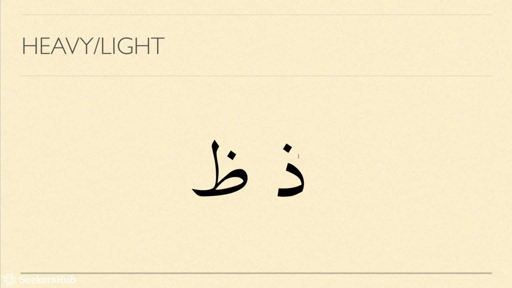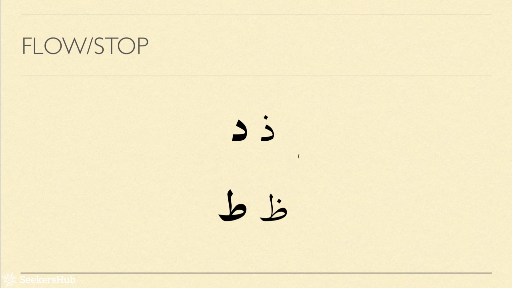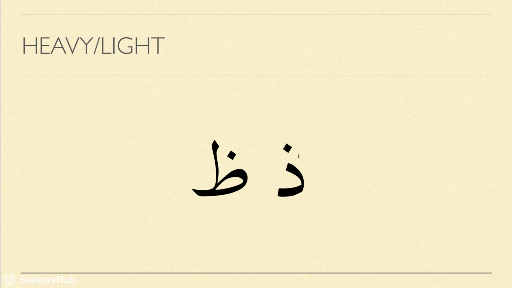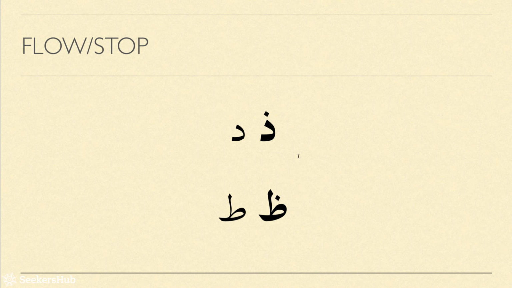Al, light, al, heavy, right? And then we have flowing, al, ad, stops, al, ta. This is the ta, and it stops, al, flows, al, flows. Ad stops. Right? So there's some points of comparison that can help us distinguish these letters.